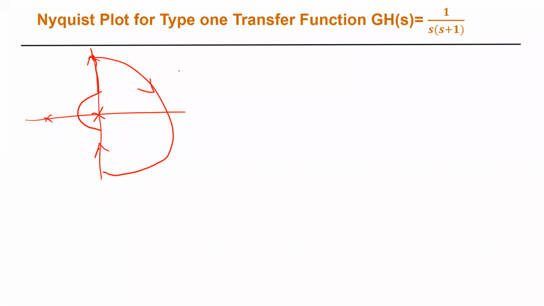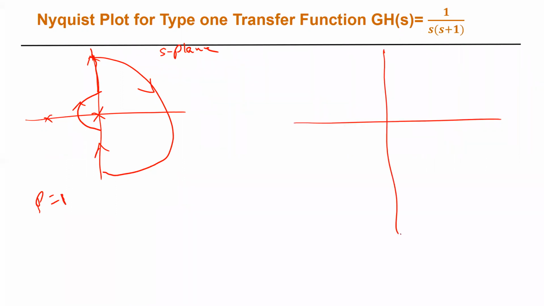So what's P in this case? This is the S plane. What's P? 0? No, it's 1. I'm including it. It's equal to 1. Now let's go in here. We have to take both cases. First of all, this is what we had before. We don't have any problem in here. This is omega equal to 0 plus. And this is omega equal to 0 minus.